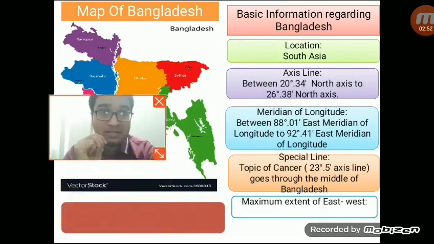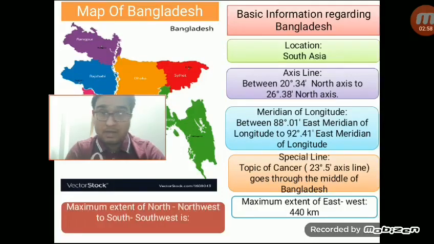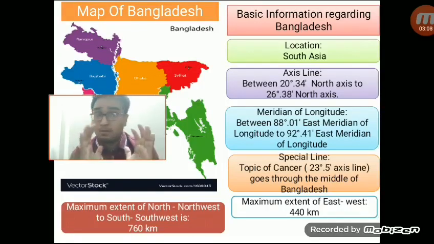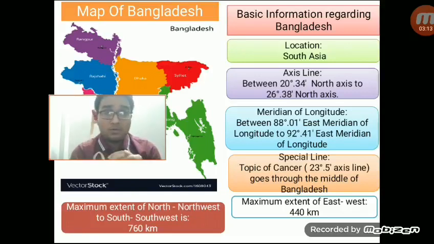Next, maximum extent of east-west is 440 kilometer, and maximum extent of northwest to southwest is 760 kilometers. So that's all about the important lines of Bangladesh, and all of the information are very important for the MCQ questions. So you have to memorize this information.